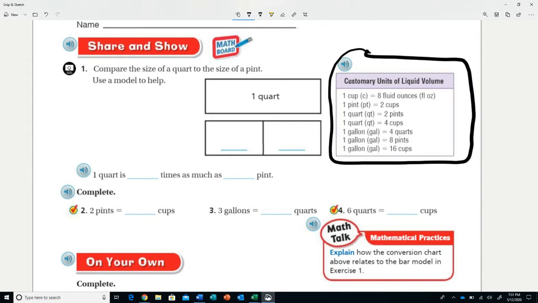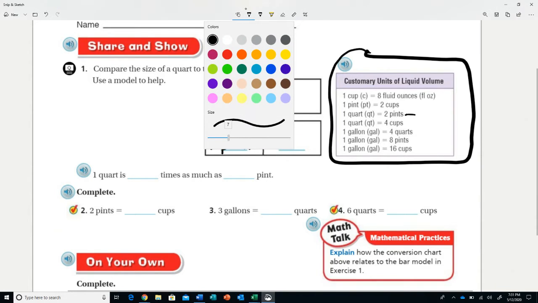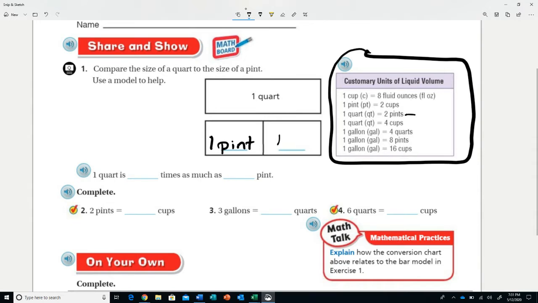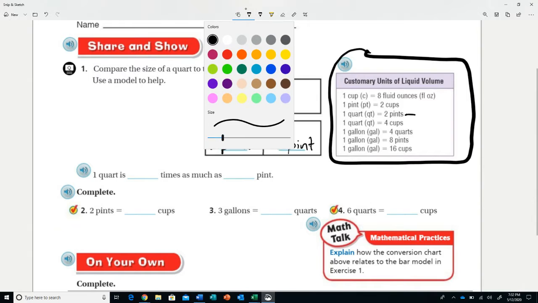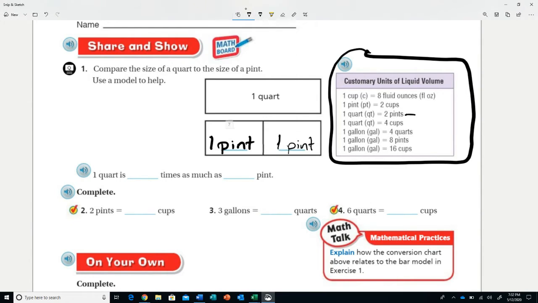All right, so it says compare the size of a quart to the size of a pint. So I'm going to come here to this line where I have quarts and pints. And it just nicely gives me these 2 extra boxes. So 1 pint. I'm wondering why my line looks so thick. I'll bring it back down to 1 pint. So 2 pints make a quart. So 1 quart is 2 times as much as 1 pint. Well, the numbers are pretty easy on this one.